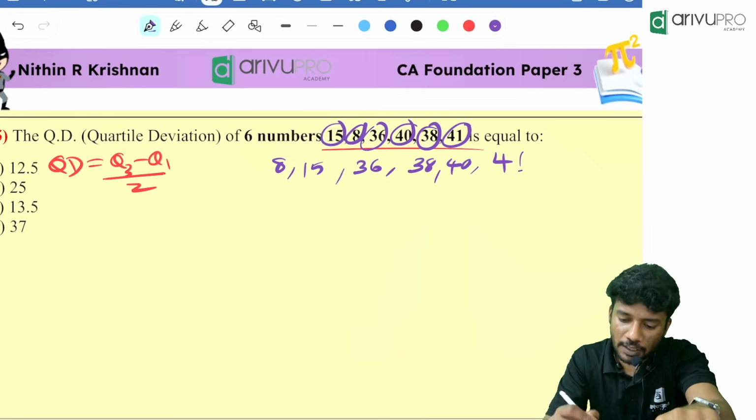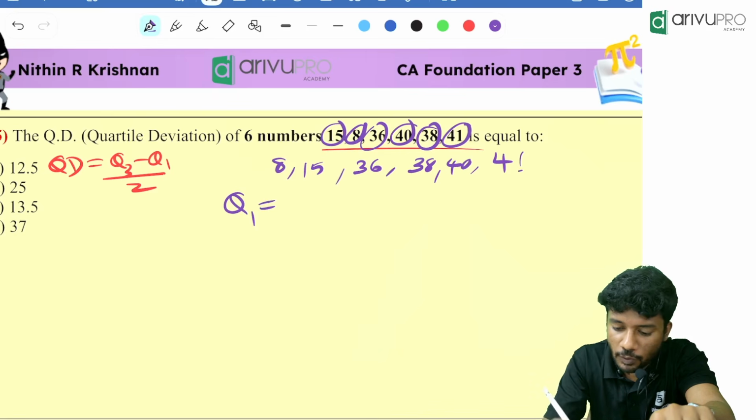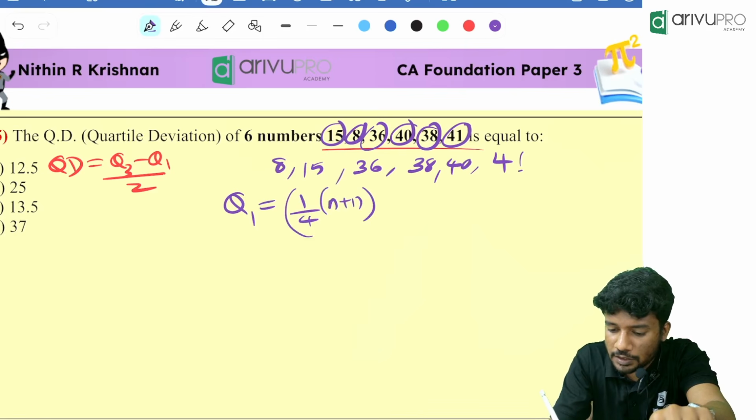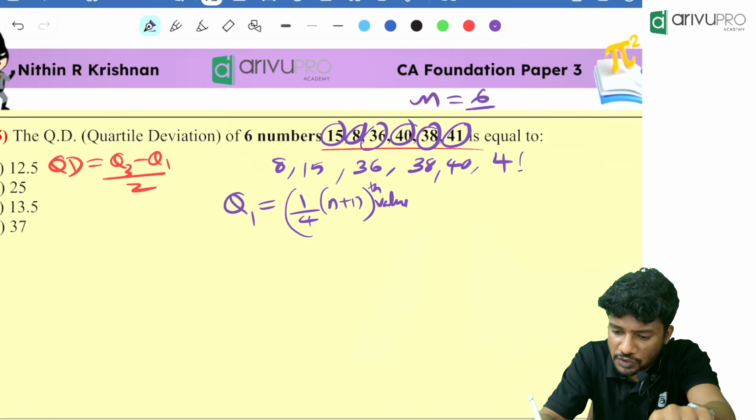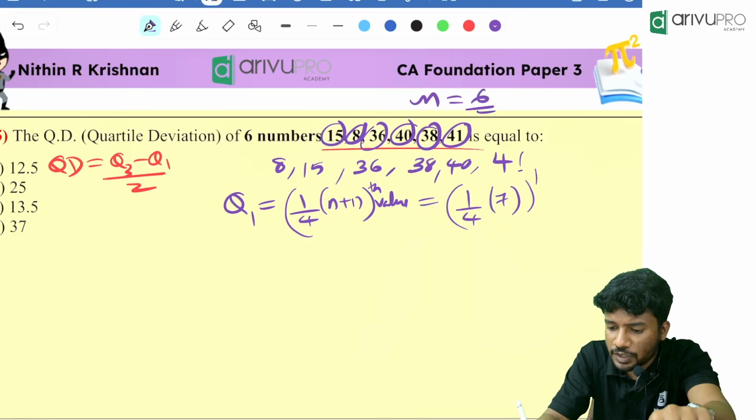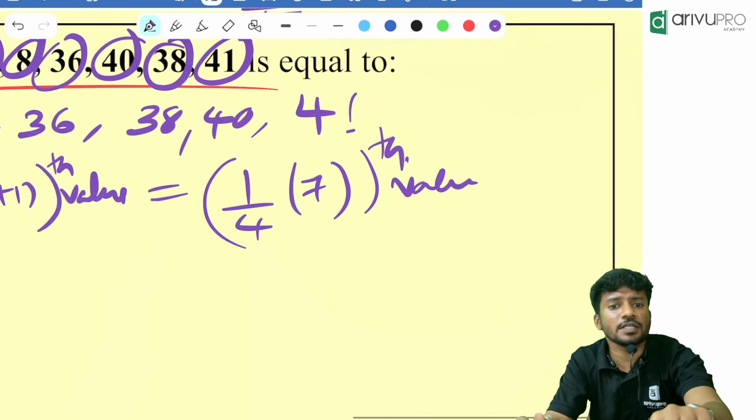Now, get me Q1. What is the formula for Q1? 1 by 4 into (n plus 1)th value. How many terms are there? N is 6. That means 1 by 4 into the 7th value. Give me the answer in the calculator. 7 by 4 is how much?